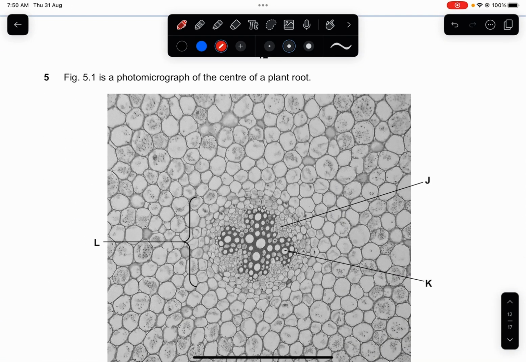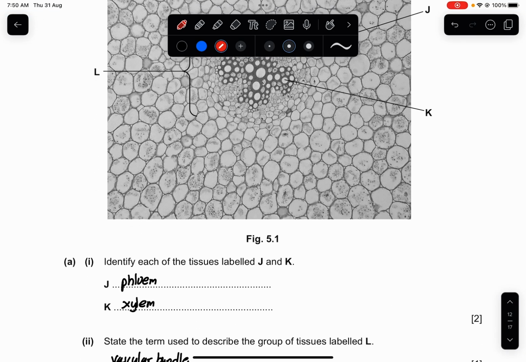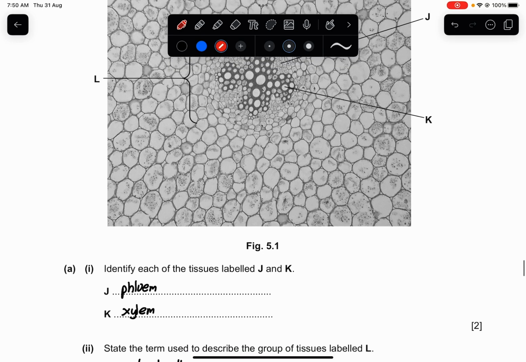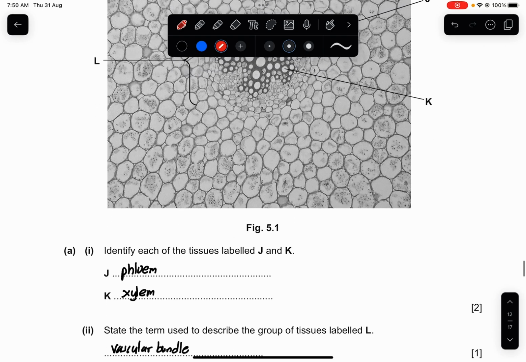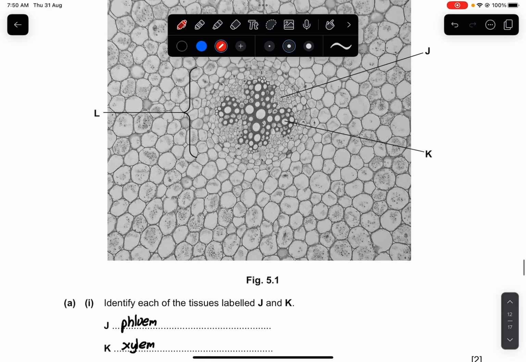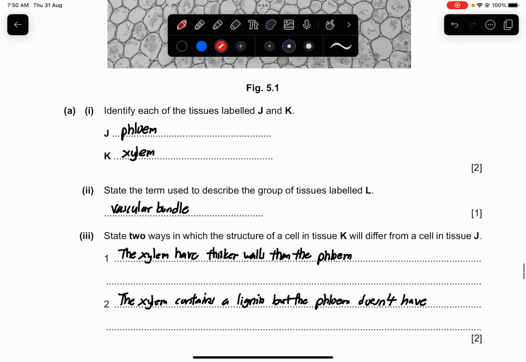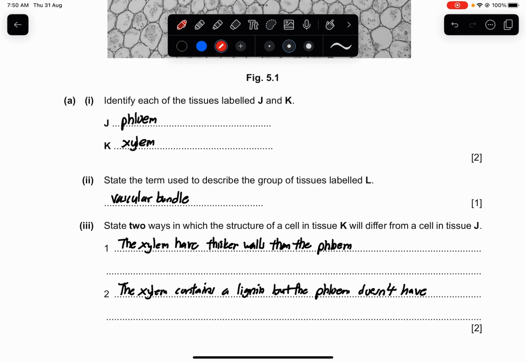Okay. Question 5. Figure 5.1 is a photomicrograph of the center of a plant root. Part 1. Identify each of the tissues labeled J and K. So J is the phloem and K is the xylem. Part 2. State the term used to describe the group of tissues labeled L: vascular bundle. Part 3. State 2 ways in which the structure of a cell in tissue K will differ from a cell in tissue J. So does the xylem have thicker walls than the phloem? The xylem contains lignin, but the phloem doesn't have.